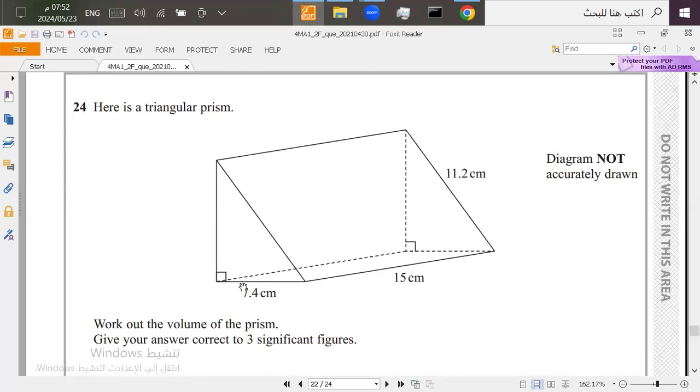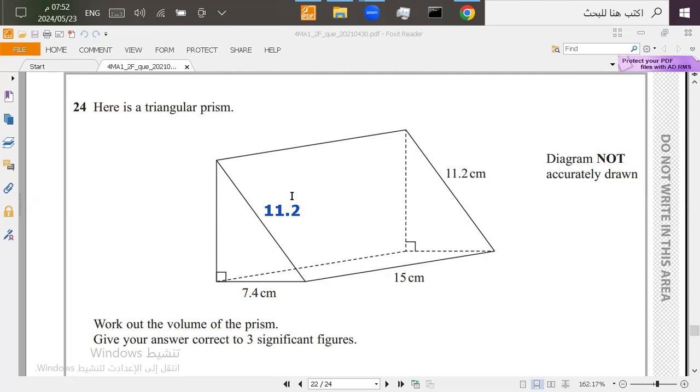Now, to find the volume of a prism, you have to find the area of the cross section and then multiply it by the length of the prism. Here we have the cross section, which is a triangle. To find the area of the triangle, you need the base and the height. But we don't know the height, so we have to find the height first using these two lines. This one is 11.2, let's put it here. Now, 11.2 here, and we have 7.4.